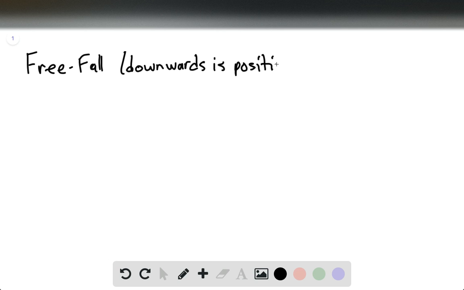So we're in free fall. We're going to say that downwards is positive. Downwards is positive. So we can solve for Vy final. Vy final is going to be equal to Vy initial plus gt. So we can say that this is going to be 0. And this will be the formula for Vy final.